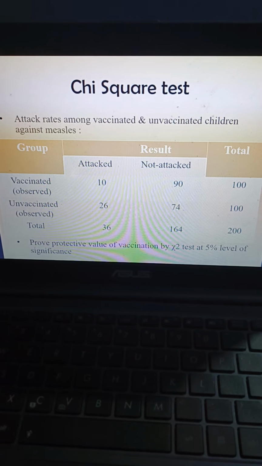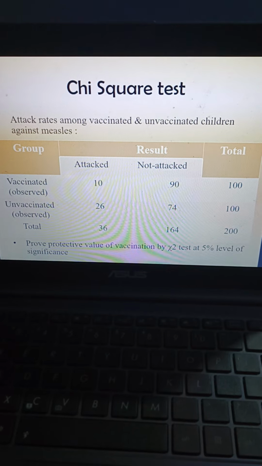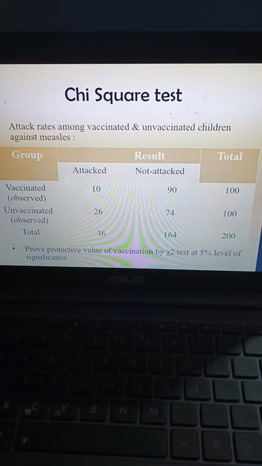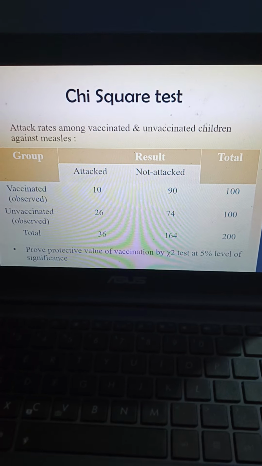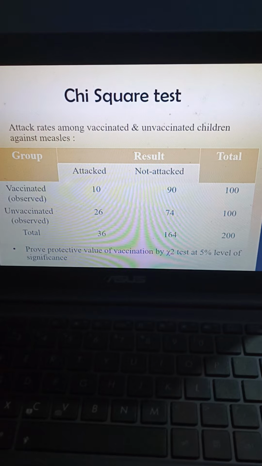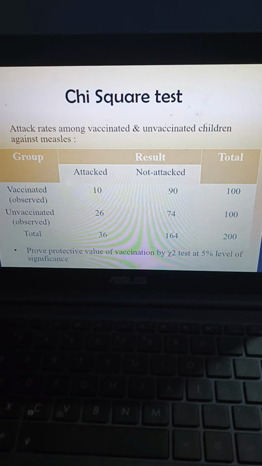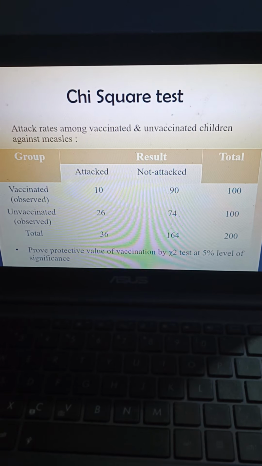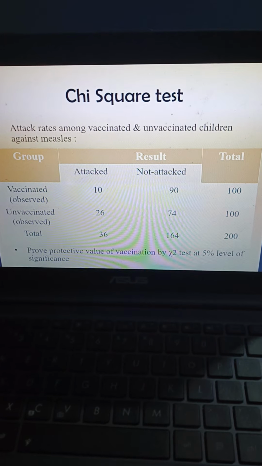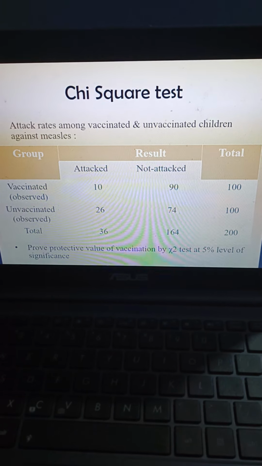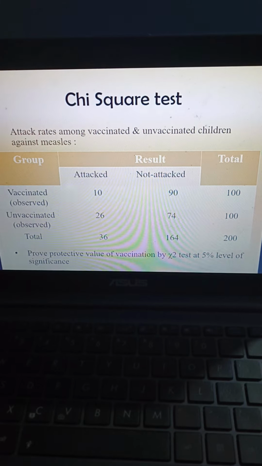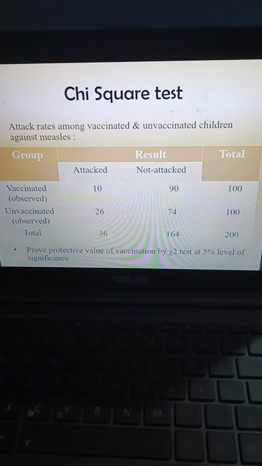This is an example of chi-square. Here, we have attacked and non-attacked. In the case of vaccinated, observed attacked with measles is 10 and not attacked is 90. In unvaccinated, observed attacked is 26 and non-attacked is 74, and the total is 100. Total attacked is 36 and total non-attacked is 164. We have to prove the protective value of vaccination by the chi-square test at 5% level of significance.